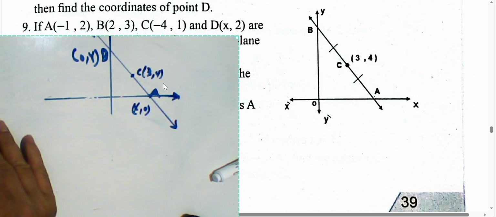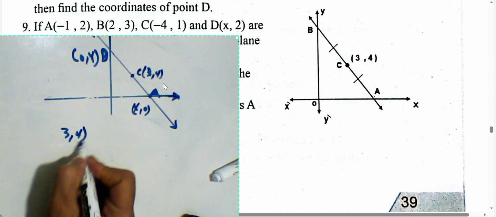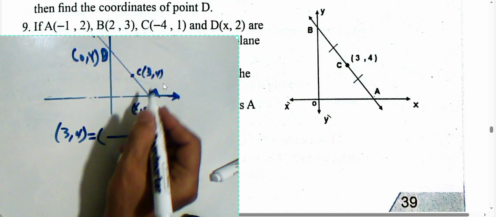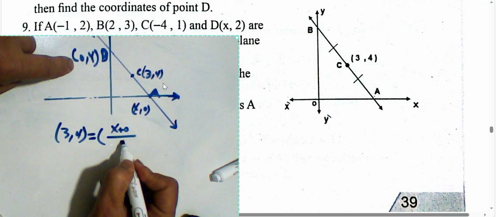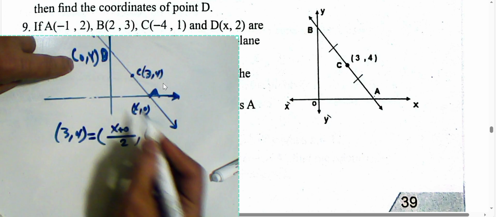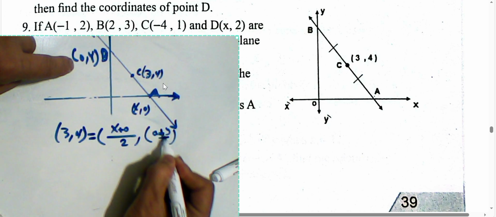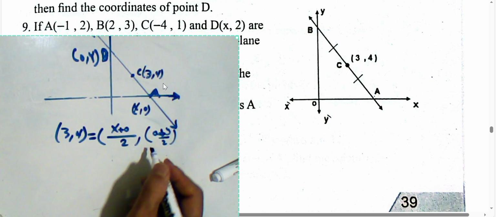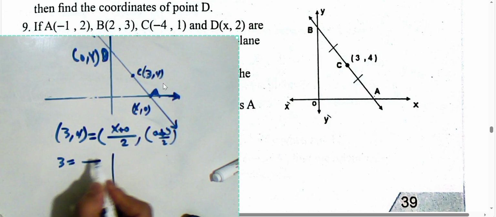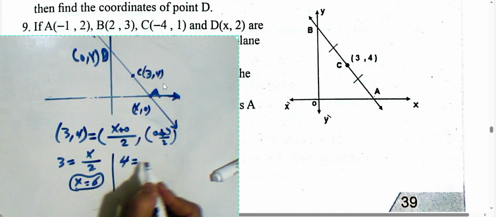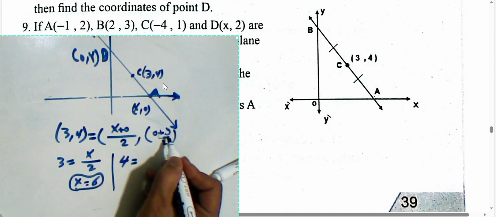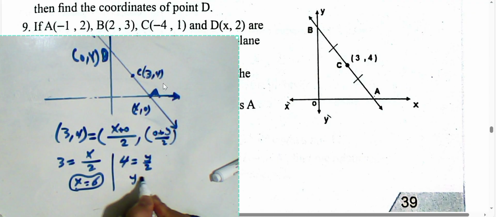You can start with the point (3, 4). Okay, (3, 4). We can write (x plus 0) divided by 2 and (0 plus y) divided by 2. Right, 3 equals (x plus 0) over 2, so the value of x equals 6. And 4 equals (0 plus y) divided by 2, so the value of y equals 8. x equals 6 and y equals 8.